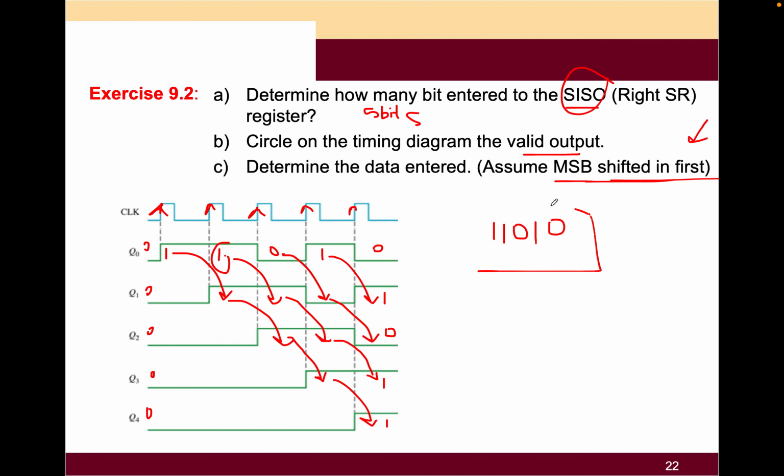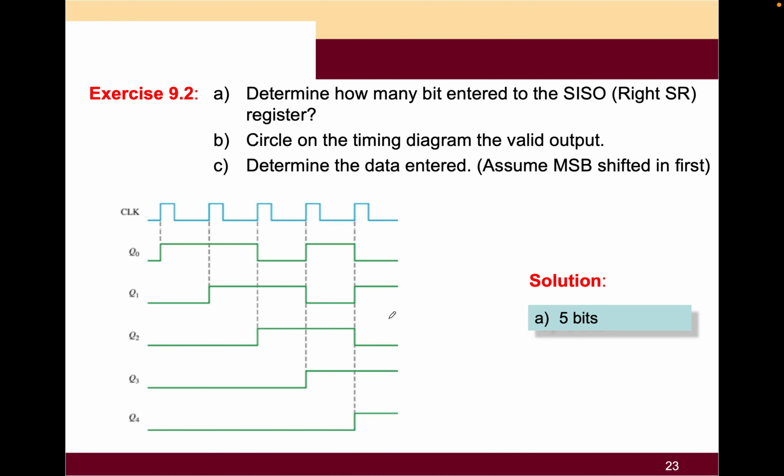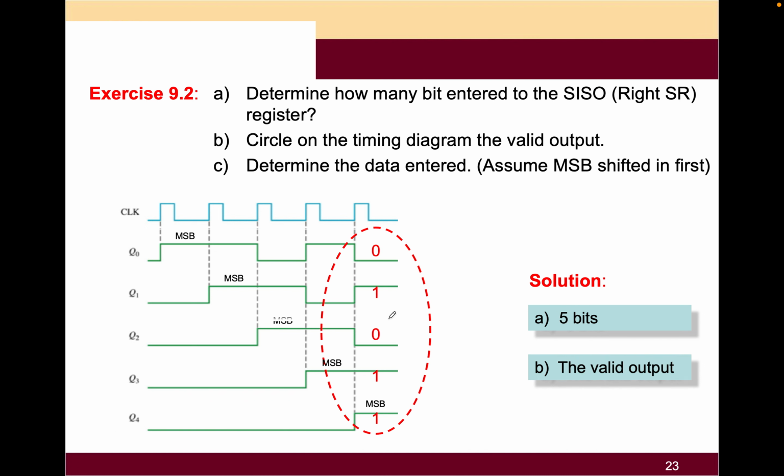So this is the data entered for the cycles on the timing diagram, the valid output. This is your valid output there: 11010. Okay, so that is the process. This is the answer, and lastly, 11010 you have here.